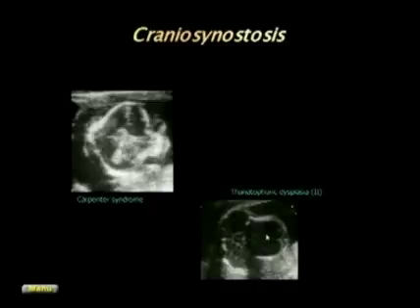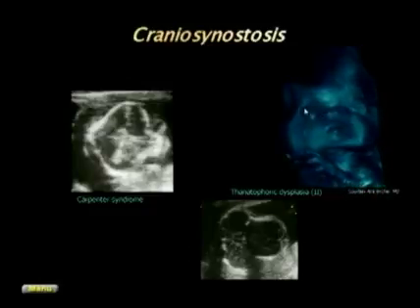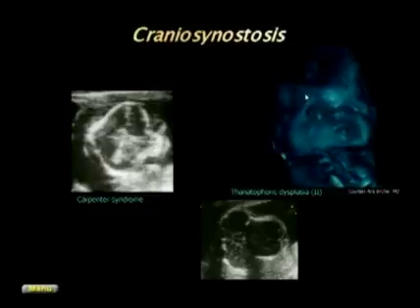This is a baby that has thanatophoric dysplasia type 2. This is the one with the cloverleaf shape, and you can see that the shape of the head here is far from the normal shape we tend to think of when we look at the skull. And here is the 3D rendering, in which you can see the very abnormal shape of this baby. As you can see, there's a big gap here. That gap is not an artifact. This is the metopic suture that has been stretched so thin that there's essentially no bone at this level.